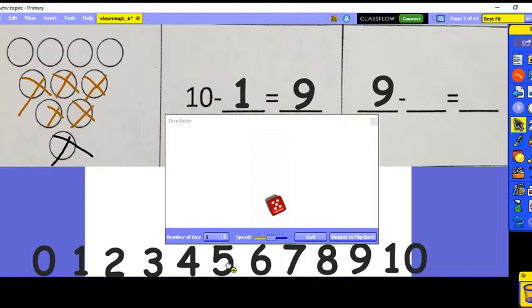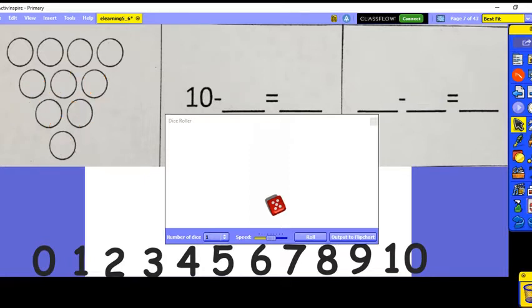9 minus 5. That's how many we knocked down. Equals 1, 2, 3, 4. 4 of our bowling pins are left. Okay, let's do one more round.